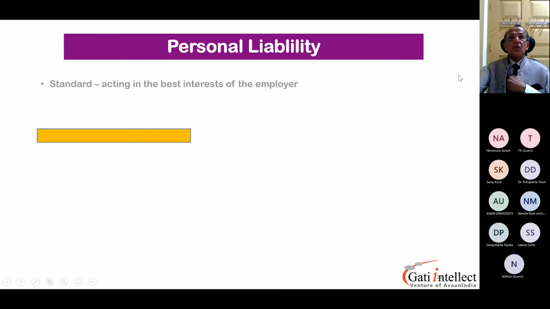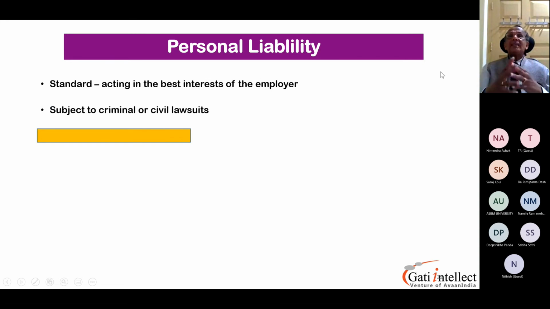Right, now let's look at the personal liability. As a salesperson for the organization, you are liable. You have to act in the best interest of the employer. If you deviate and do things according to your will and pleasure, against the company's rules, then you can be subject to criminal and civil lawsuits. You have jeopardized the company's image, reputation, and the company has incurred a heavy financial loss.